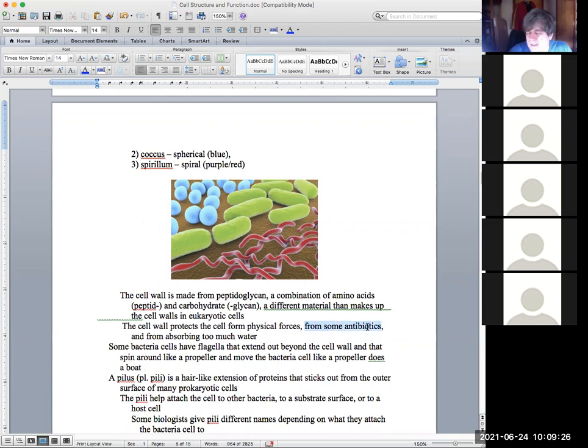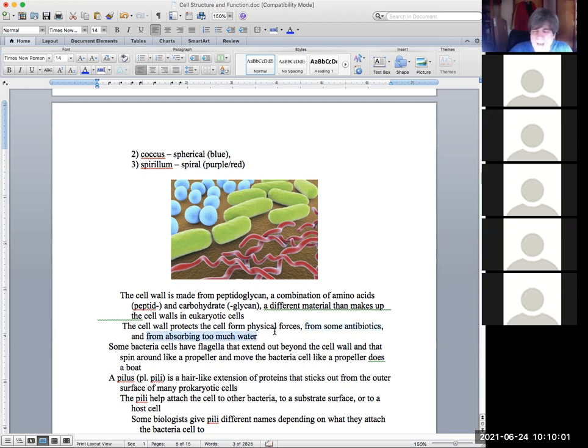It also protects bacteria from certain antibiotics. This is how one antibiotic actually works. There's an antibiotic called penicillin. And what penicillin does is it disrupts the cell wall of bacteria. And when it disrupts the cell wall, it either kills them or they at least have to stop growing, so your immune system has a chance to take care of them.